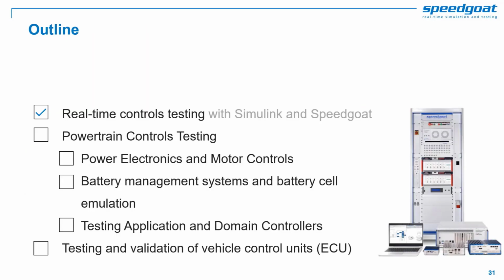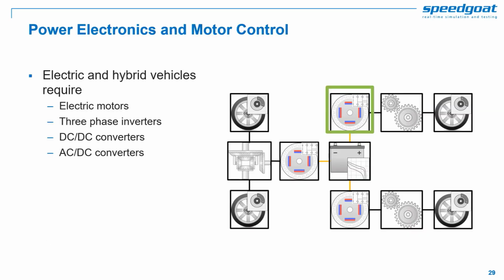So we have introduced real-time control testing with Simulink and Speedgoat. Let's continue our journey in automotive electrification with power electronics and motor controls. Electric and hybrid vehicles require electric motors, of course, but also plenty of power electronics converters, such as three-phase inverters, DC-DC converters, or AC-DC converters.